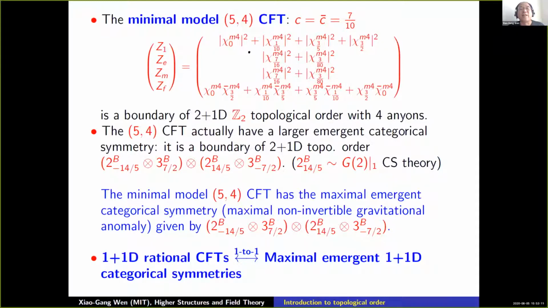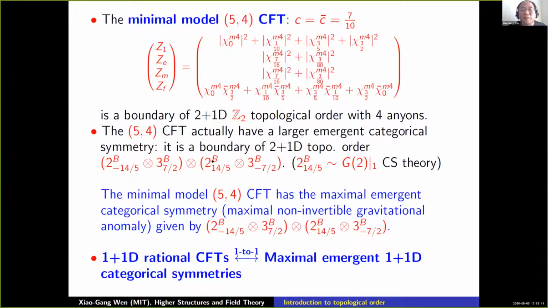This is another solution, and this one is the minimal model of 7/10 central charge, and this one actually not only has this Z2 categorical symmetry, it actually has an even bigger categorical symmetry. Okay, this even bigger categorical symmetry corresponds to the 2D topological order of this kind.